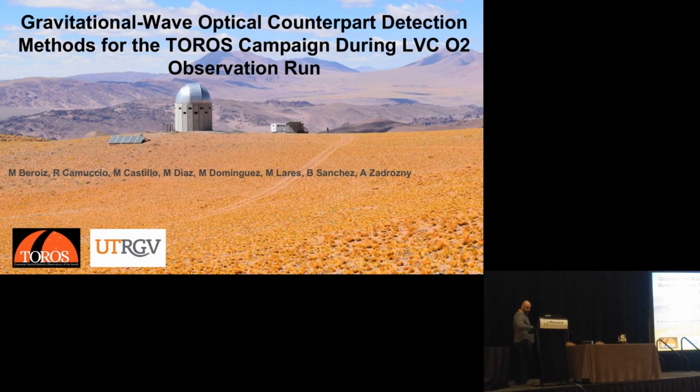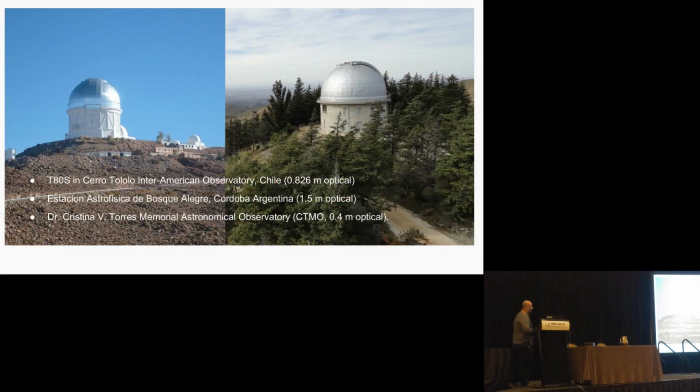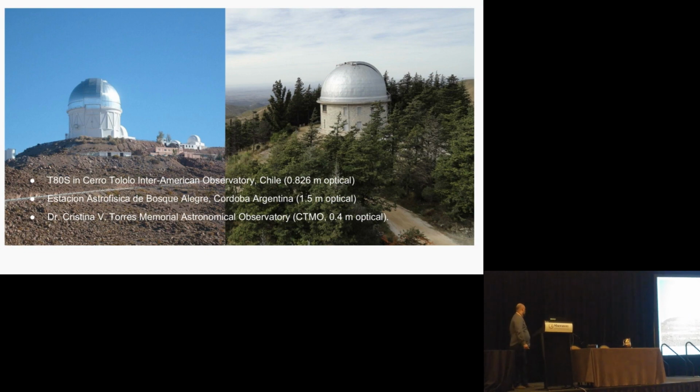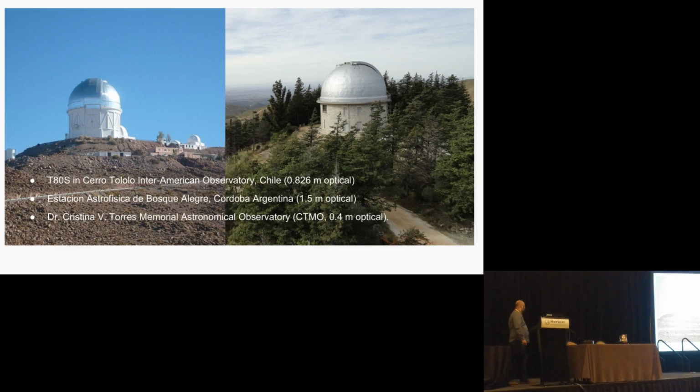But in the meantime, during O2 we used a network of other telescopes. The one on the right, the T80 South in Cerro Alto, is in Chile. It's a 0.8 meter optical telescope. Actually, this one is the one in Cordoba, Argentina. It's a 1.5 meter optical telescope. And then we have a third one in Texas, the CTMO. It's a 0.4 meter optical telescope.